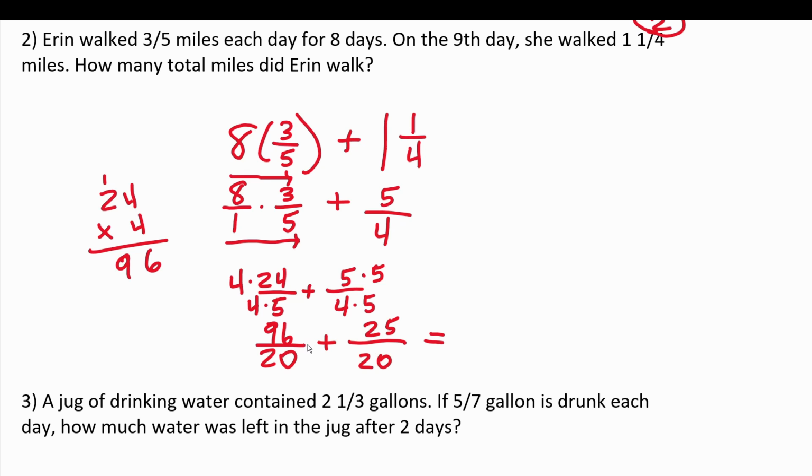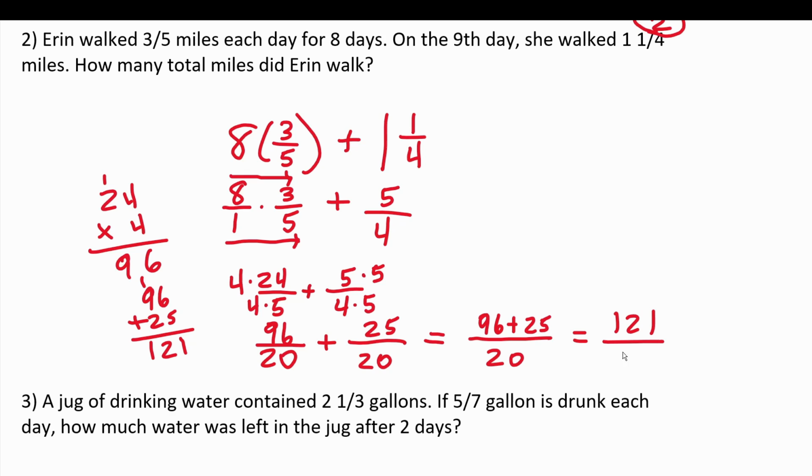All right, now that these fractions have the same denominators, we can go ahead and add their numerators. So the denominator is not going to change when you add fractions. But that said, this is going to become 96 plus 25. And I'm going to do that off to the side so as not to make any simple arithmetic mistakes here. 96 and 25. 6 plus 5 is 11. Carry a 1. 9, 10, 11, 12. So this is 121/20.